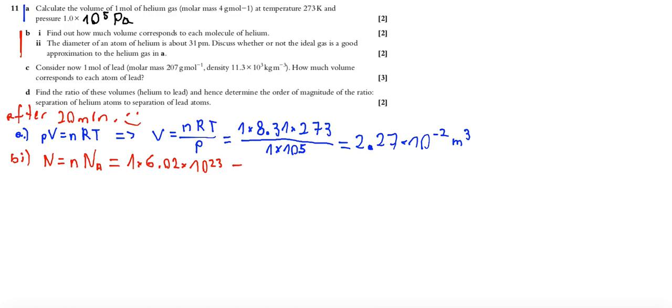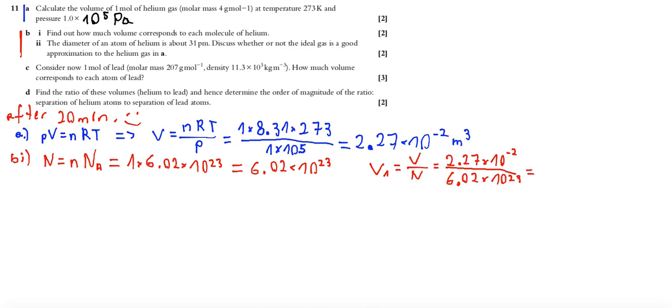Okay, so the number of molecules is 6.02 times 10 to the power of 23. But this is not the end of this point. We have to find how much volume corresponds to each molecule. So the volume occupied by one molecule, let's name it V1, is the total volume calculated in the previous point divided by the number of molecules. So basically you have to divide 2.27 times 10 to the power of minus 2 by 6.02 times 10 to the power of 23.